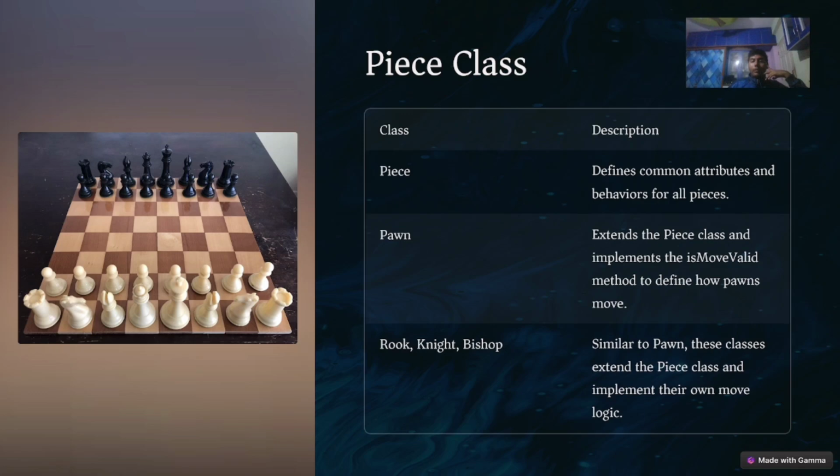Rook, knight, bishop. Similar to pawn, these classes extend the piece class and implement their own move logic. So yeah, it's similar. It just checks whether the piece's move is valid or not. If it's not, then it will just print invalid move and move on. Like, it will give you another turn.